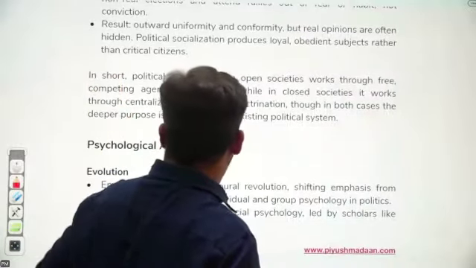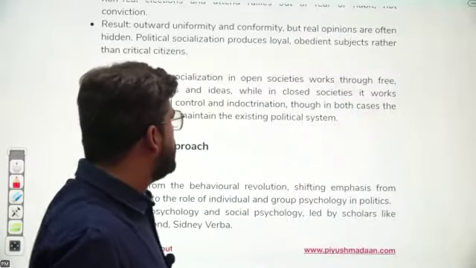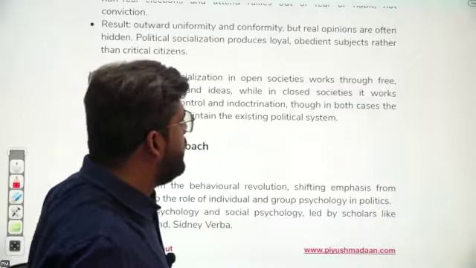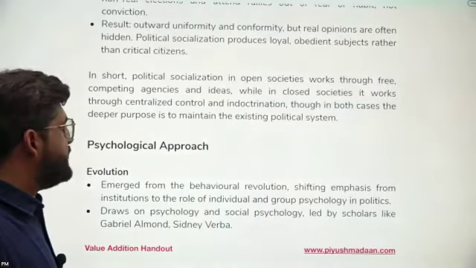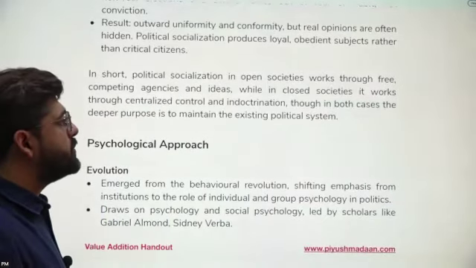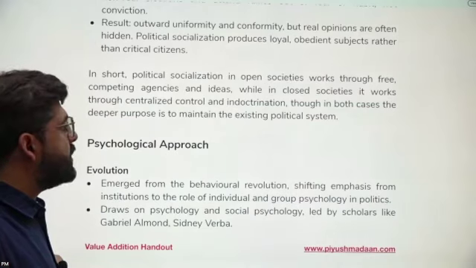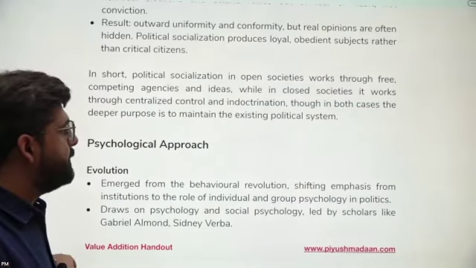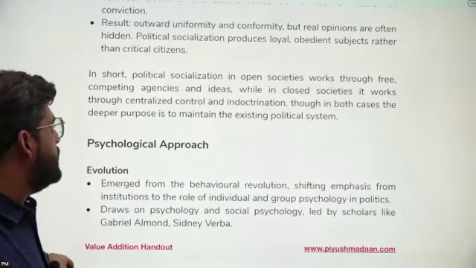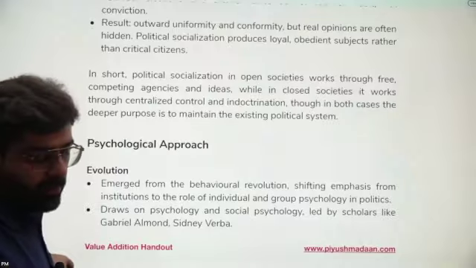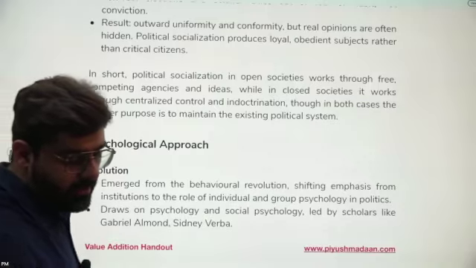I'll read this in short. In short, political socialization in open societies works through free competing agencies and ideas, while in closed societies, it works through centralized control and indoctrination. Though in both cases, the deeper purpose is to maintain the existing political system. Tell me one thing.